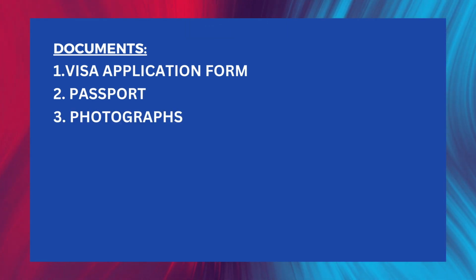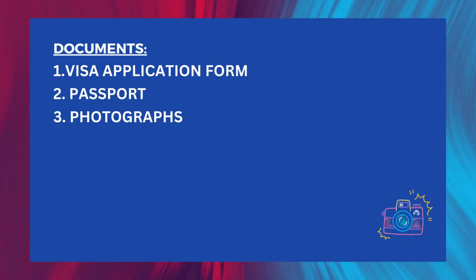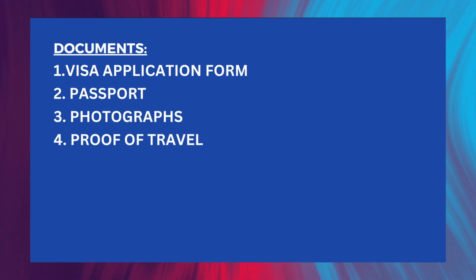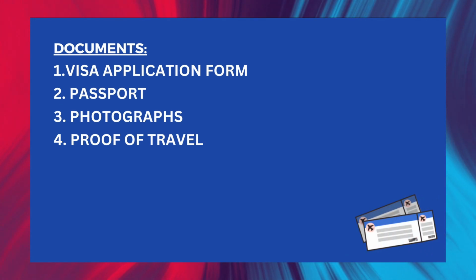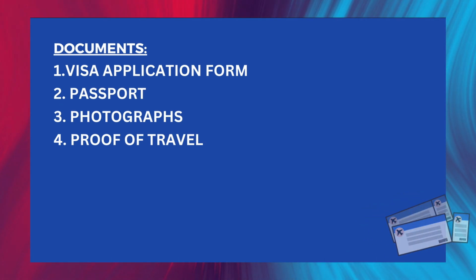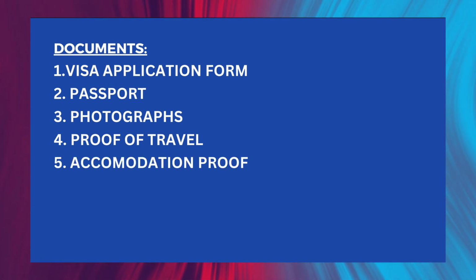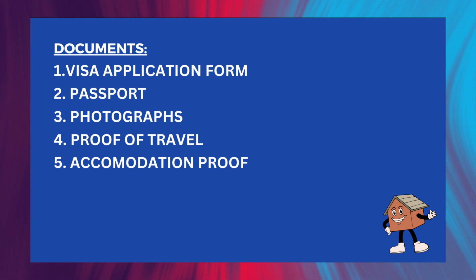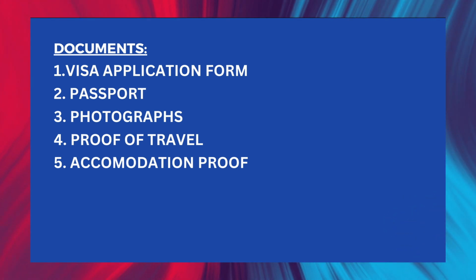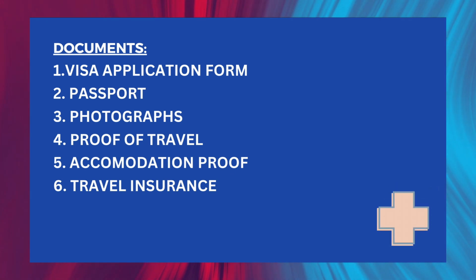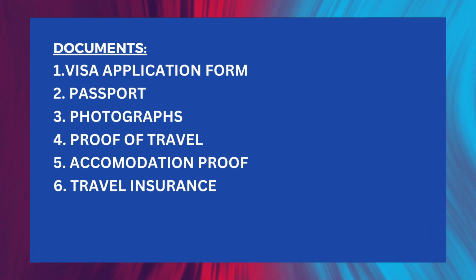Photographs. You will need 2 recent passport size photographs with white background. The size should be 35mm by 45mm. Proof of travel. This includes flight reservations and detailed travel itinerary for Prague, showing your planned dates and locations. Accommodation proof. You will need proof of accommodation like hotel bookings or invitation letter if someone is hosting you in Prague. Travel insurance. You must have travel insurance with at least 30,000 euro coverage for medical emergency.